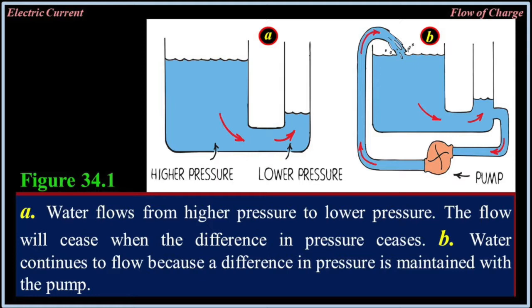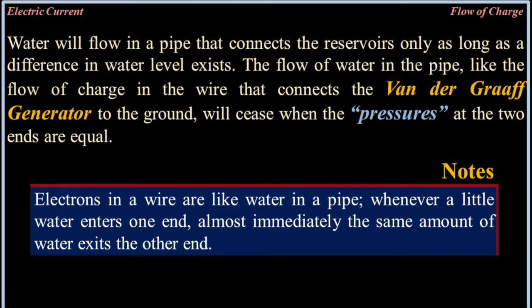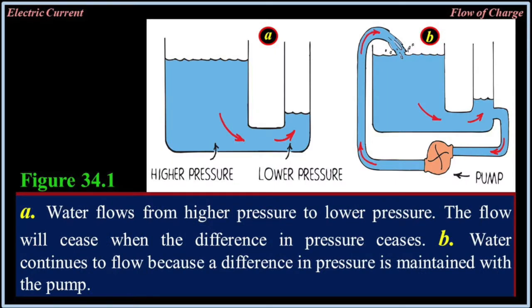Figure 34.1a: water flows from higher pressure to lower pressure. The flow will cease when the difference in pressure ceases. Figure 34.1b: water continues to flow because a difference in pressure is maintained with the pump. Water will flow in a pipe that connects the reservoirs only as long as a difference in water level exists. The flow of water in the pipe, like the flow of charge in the wire that connects the Van de Graaff generator to the ground, will cease when the pressures at the two ends are equal.